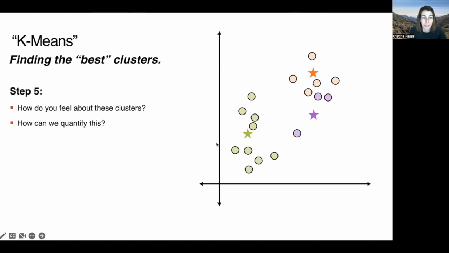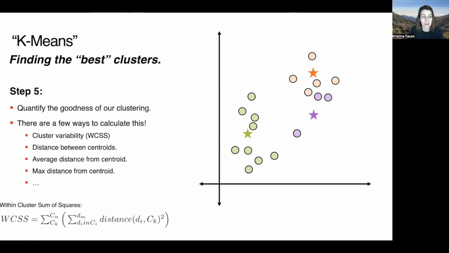So what I would ask you now is, how do you feel about these clusters? And how do you think we could quantify how well we assigned these clusters? If you look at this, you can get a gut sense that something's still not quite right here, and that's something we're going to explore a little bit further. So I'll give you a minute to think about that. You can post things in the chat if you have questions or ideas.